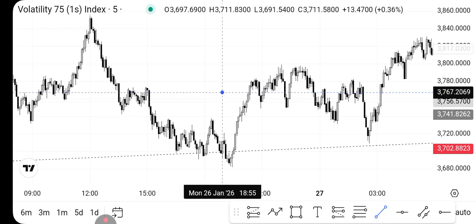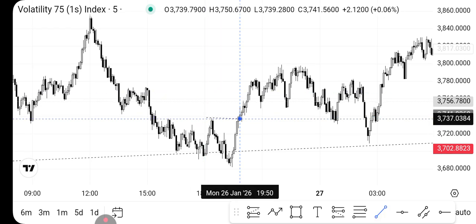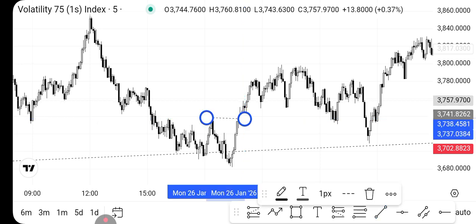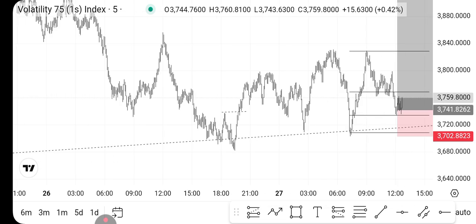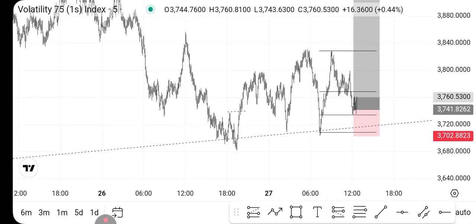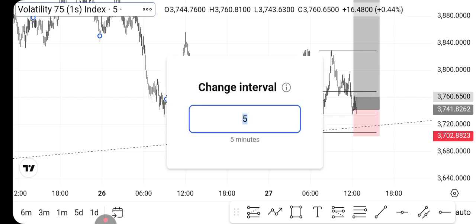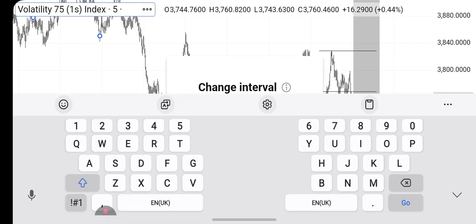this is a break of structure here. If you notice this buy, I'm taking it at the support level in the channel. I'm not going to do rubbish. Market should not take you out. Let me show you what I'm talking about.